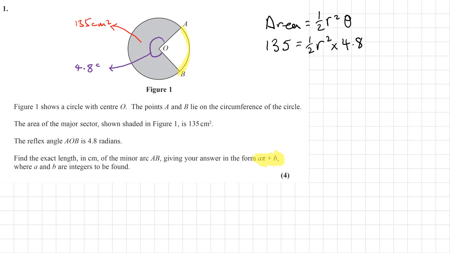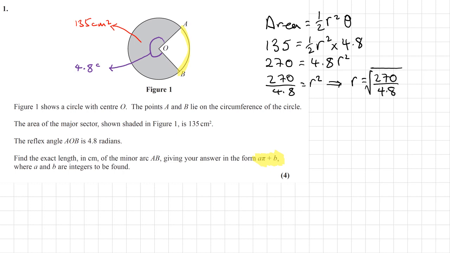So let's rearrange this to make r the subject. We can times both sides by 2, so we'll get 270 is equal to 4.8 r squared. Then we'll divide both sides by 4.8, so we've got 270 divided by 4.8 is r squared. So r is going to be the square root of 270 over 4.8. That gives an exact answer of 15 over 2, or 7.5. Okay, so there's my radius. Let's just pop that on the diagram. So 15 over 2 centimeters is my radius.